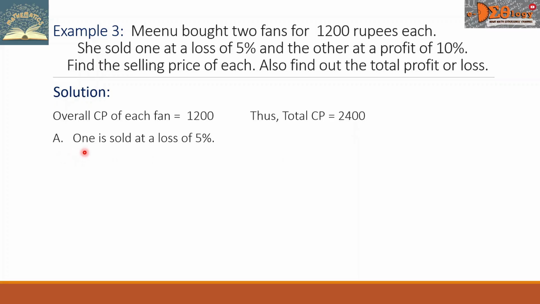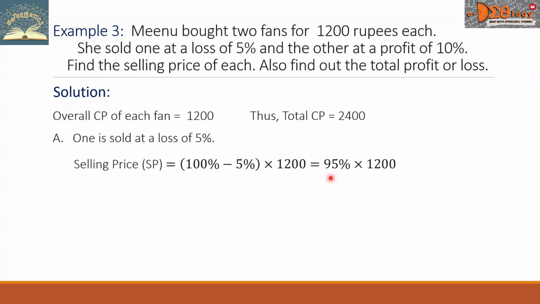Now, letter A, 1 fan is sold at a loss of 5%. That means the selling price is 100% minus the 5% loss times the 1,200. So we have here 95% times 1,200. We can show this 95% as a fraction, 95 over 100 times 1,200. We can simplify this as 1,140. This is the price of the fan sold at a loss of 5%.